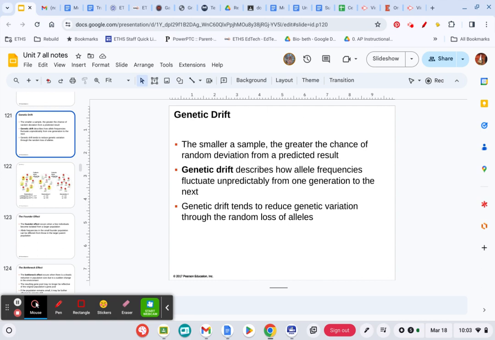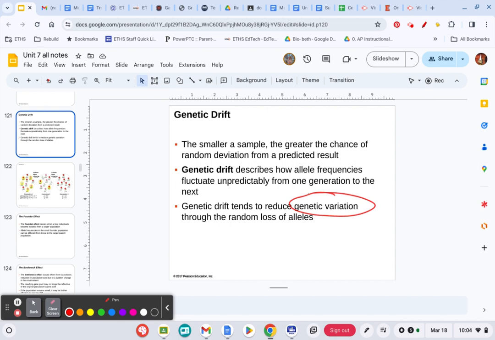We can also change a population by what's called genetic drift. And this changes a population because it is usually a smaller population. The smaller the population is, the greater the chance that there's a random deviation from what you would predict to happen. And that can be positive. It could help the population, or it could not help the population. But one of the big things that genetic drift tends to do is reduce how much variation there is in a population.